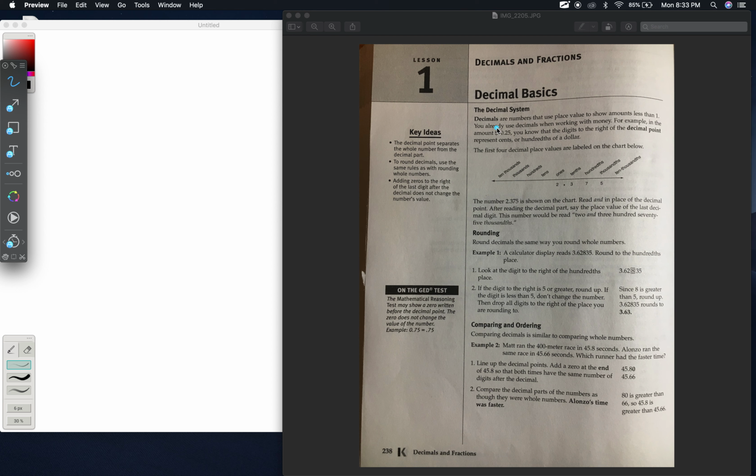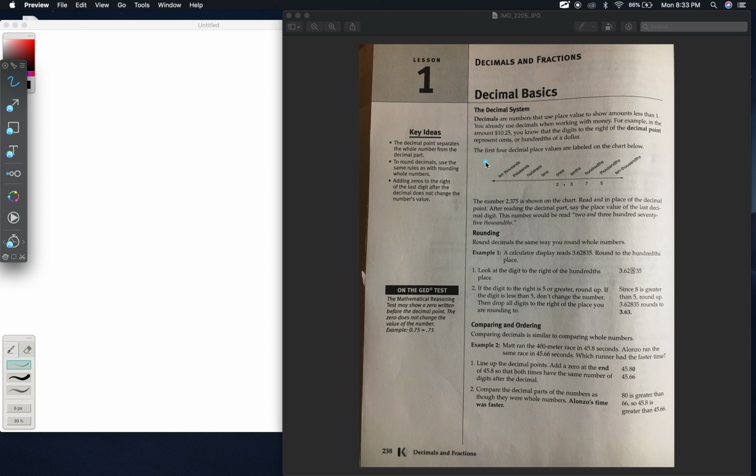Okay, so let's get started. Decimals are numbers that use place values to show amounts less than 1. You already use decimals when working with money. For example, in the amount $10.25, you know that the digits to the right of the decimal point represent cents, or hundredths of a dollar. The first 4 decimal place values are labeled on the chart below.